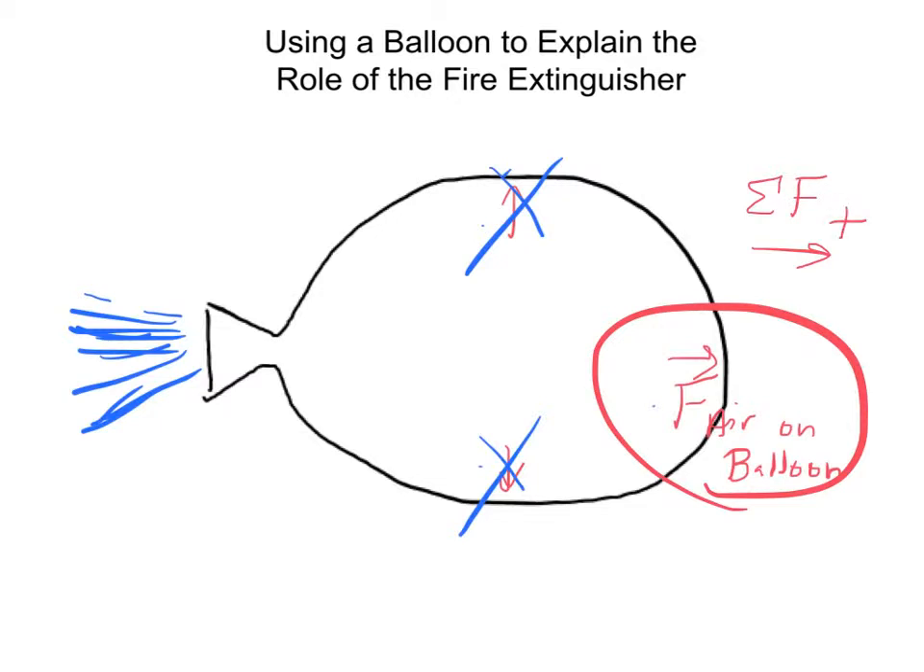That's causing then my balloon to accelerate, to move, which is the whole idea of Newton's laws of motion. Whenever you have a net force on an object, it's going to cause it to accelerate. So my balloon is going to be accelerating in that rightward direction.